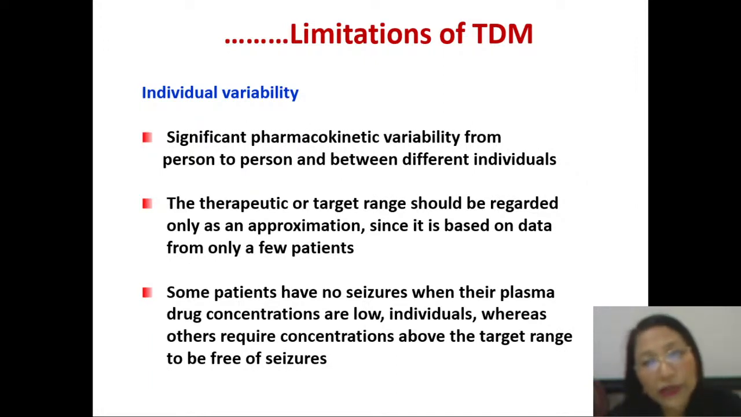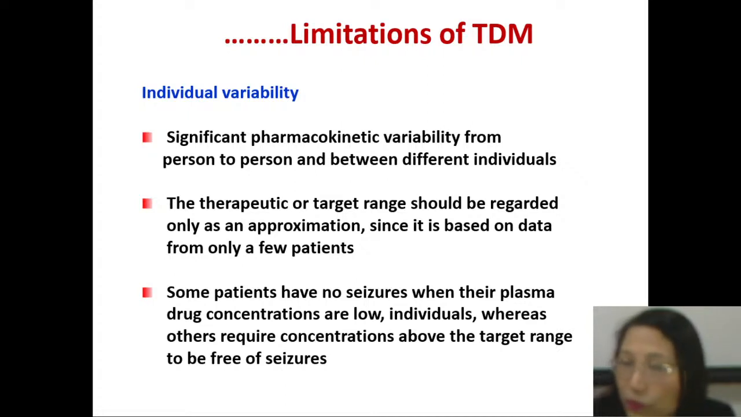The therapeutic or target range should be regarded only as an approximation, since it is based on data from only a few patients. And even from that data, there can be inter-individual variability. So the therapeutic or target range should be regarded only as an approximation. Some patients have no seizures when their plasma drug concentrations are low, whereas others require concentrations above the target range to be free of seizures. For example, I told you a patient with 25 microgram per ml of phenytoin may not have any toxicity, and may require this level to be within their target range.